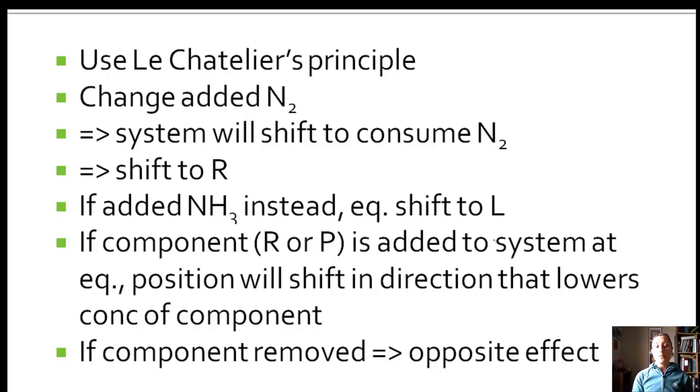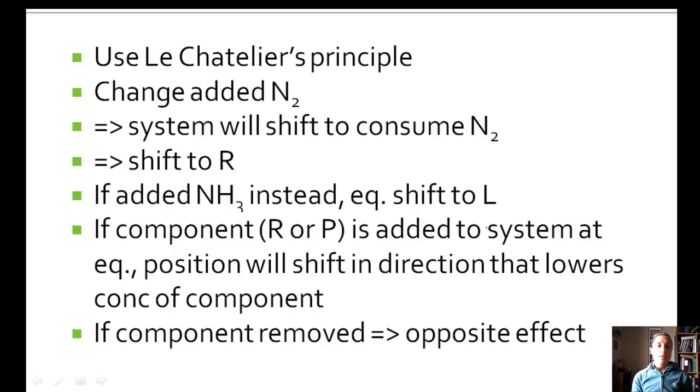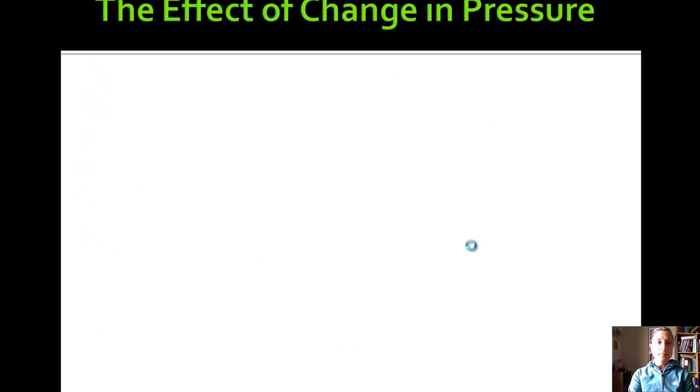If a component is completely removed, it's the opposite effect. Okay, so we added it, it shifted to the right because we had more. If we remove something, it's going to shift to increase that concentration. And so if we decrease a reactant, it's actually going to shift to the left to increase that and reduce that change. If we decrease a product, it's actually going to shift to the right in order to produce more product. So it's going to try to reduce the change however possible.